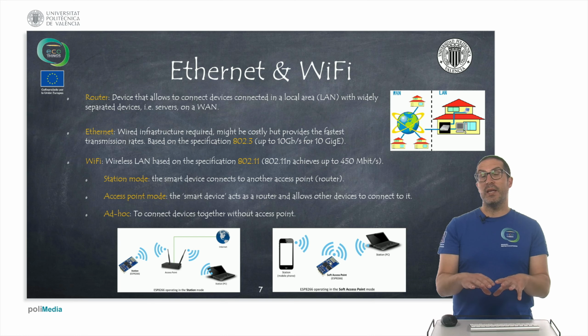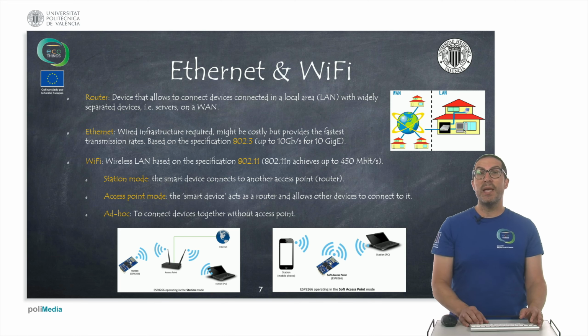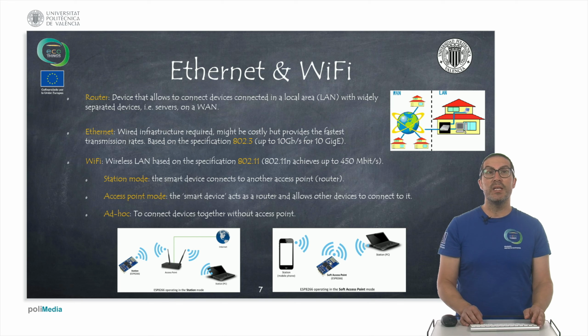Also, in this case, for the local area network, we use Ethernet and Wi-Fi communications. Basically, we use what is known as a router, and in this case it's an interface between the WAN and the LAN networks that basically makes all devices within the LAN network seen from the WAN network as one single device.